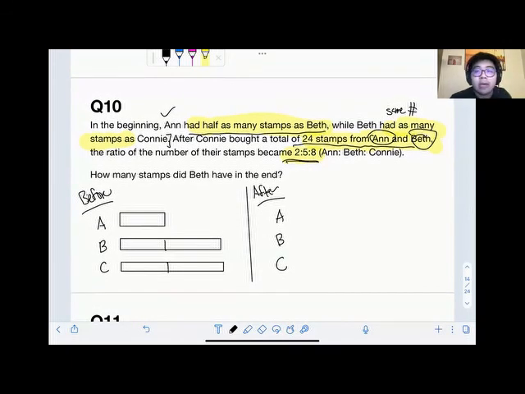And I'll just ask them on chat. Ilan box kay Ann, ilan kay Beth, ilan kay Connie? What's the easiest? 2:5:8. So, just on chat. Madali to, teachers. Don't think too hard. How many for Anne? How many for Beth? How many for Connie?